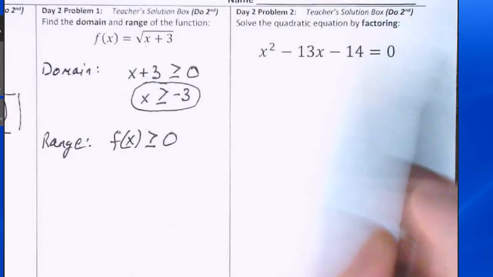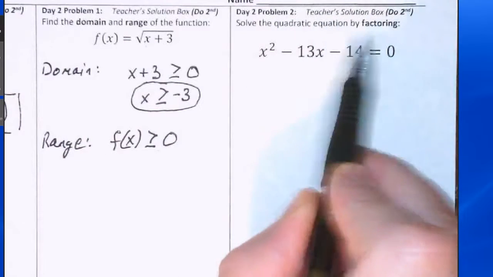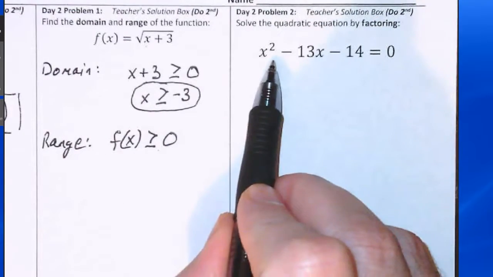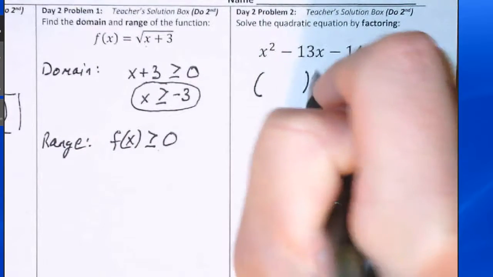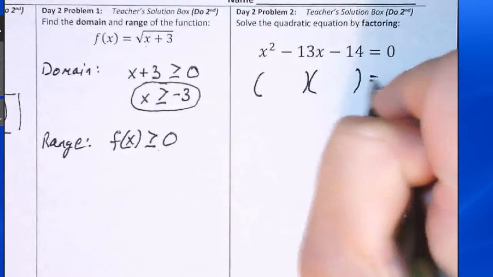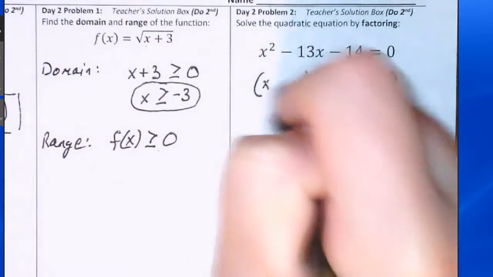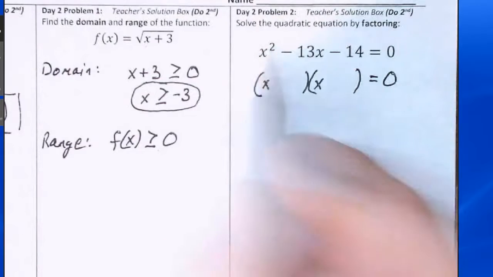Day 2, problem 2. Solve the quadratic equation by factoring. So we want to factor this trinomial. Trinomials factor into a binomial times binomial pattern. X times x creates the x squared term.